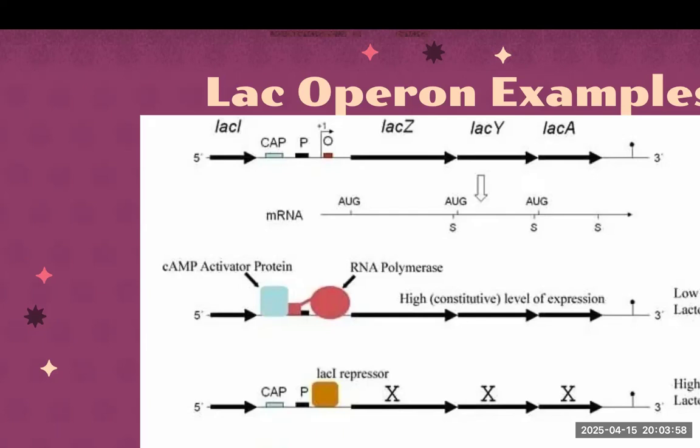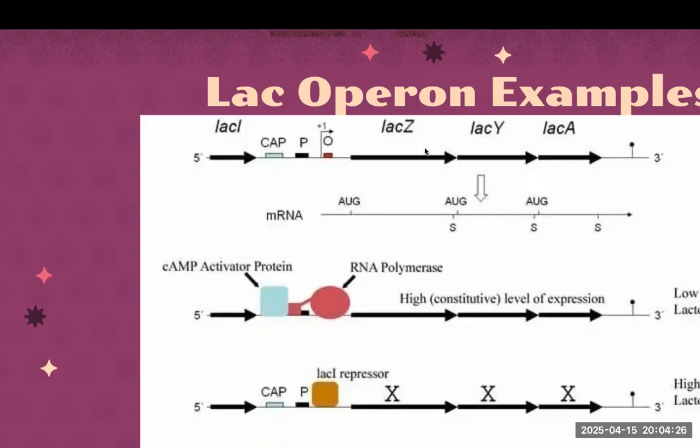Should we memorize the Lac Z, Y, and A? You don't have to know each of those specifically, but each of these is one of those genes, and all of those play a different role in the digestion of that lactose. So it could be like Z could cleave the bond, Y could change their structure somehow, stuff like that.